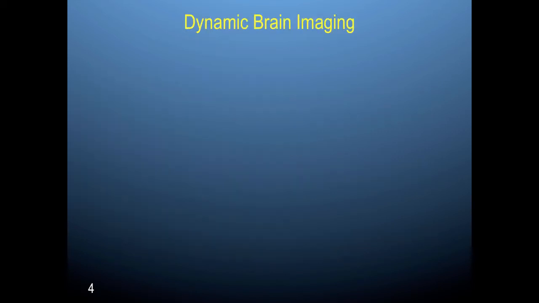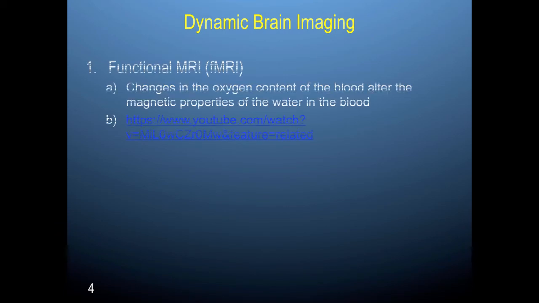And next we have dynamic brain imaging techniques. Okay, so the most well-known of these is functional MRI, and this assesses the changes in oxygen content of the blood, how these alter the magnetic properties of water. And here is a video which we can use to watch this.